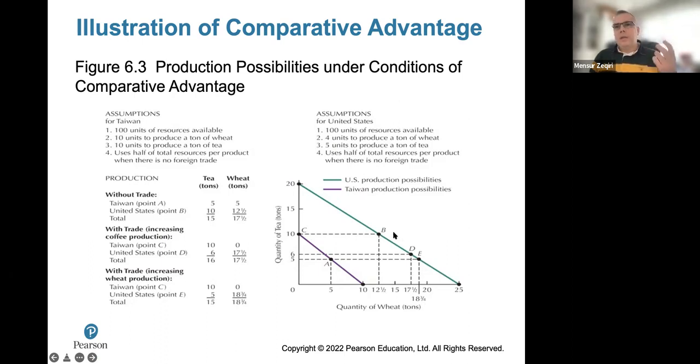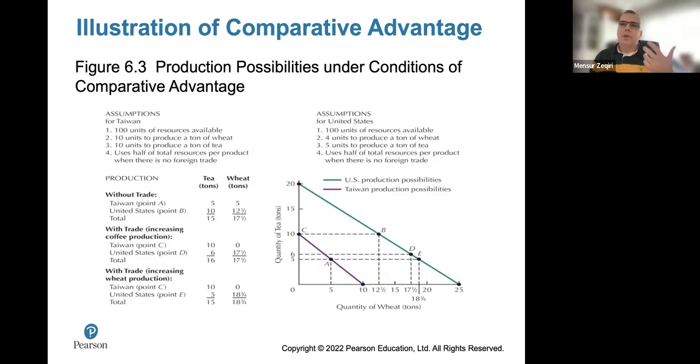However, without trade, the combination is 15 tons of tea, which is 5 in Taiwan plus 10 in the United States, and 17.5 tons of wheat. If we take 5 from Taiwan and use it in producing tea, and 5 in producing wheat, which would make what we have here, 17 and 17.5. Considering that they have 12.5 and 5, they gain by engaging in trade. So through trading, the combined production of the commodities within the two countries can be increased.